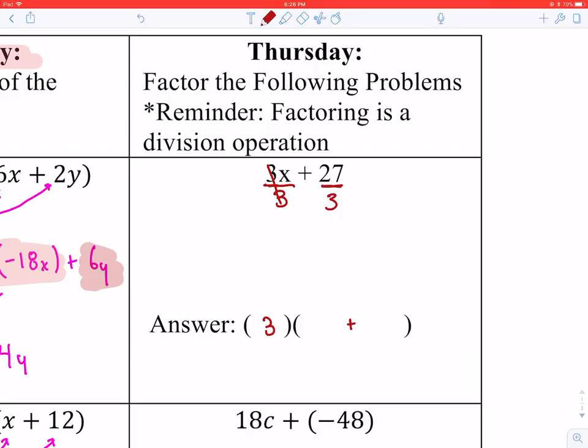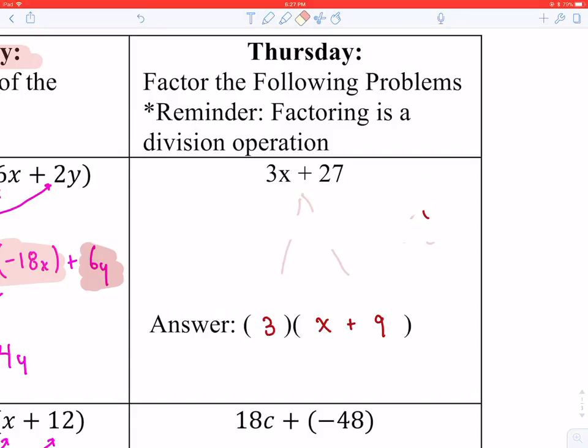3x divided by 3, well, any number over itself is 1. We're working with that right now with inequalities. Any number over itself is 1, so that's going to leave me with x. Plus 27 divided by 3 is going to leave me with 9. So how do I know that 3 and x plus 9 are factors of 3x plus 27, the same way that 6 and 3 are factors of 18?